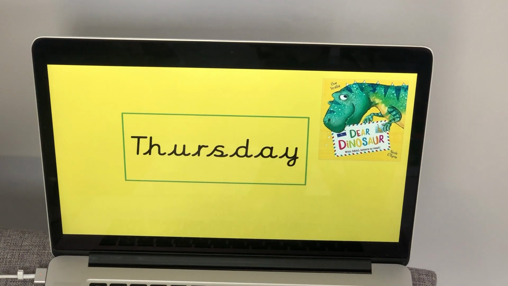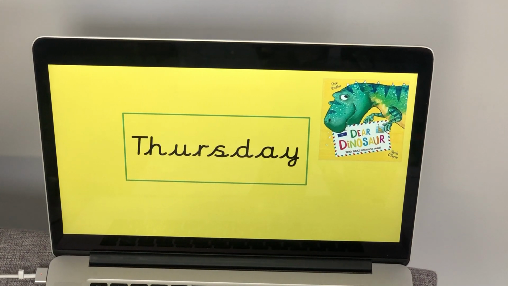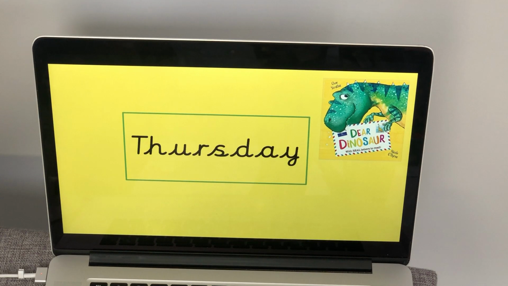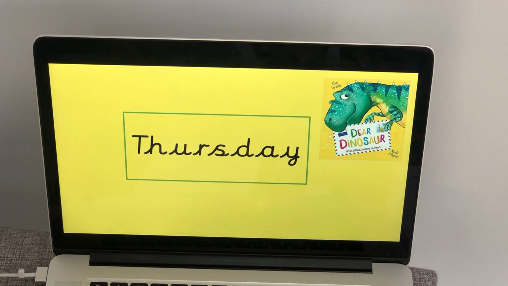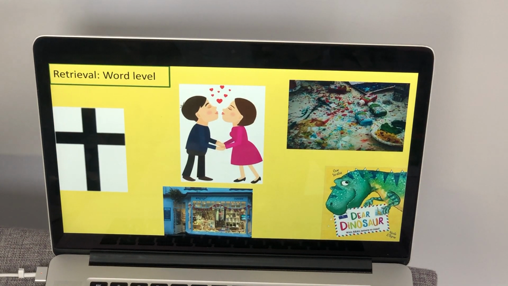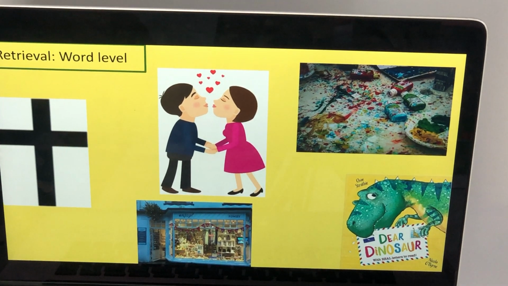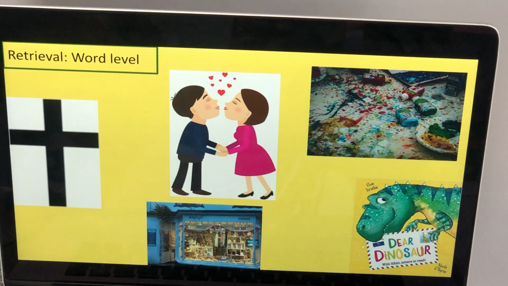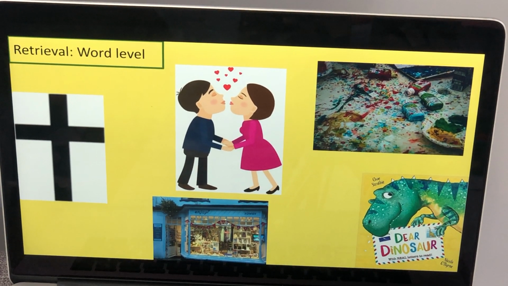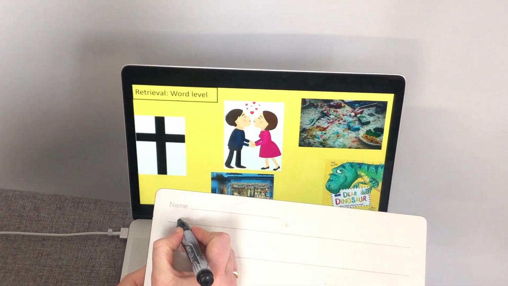In today's lesson, we're going to be thinking about the different parts of a letter so that we're ready to write our reply to the dinosaur. But before we do that, as usual, here is our retrieval exercise. Today, we are looking for words that end in the sound S. S is a digraph that appears at the end of words.